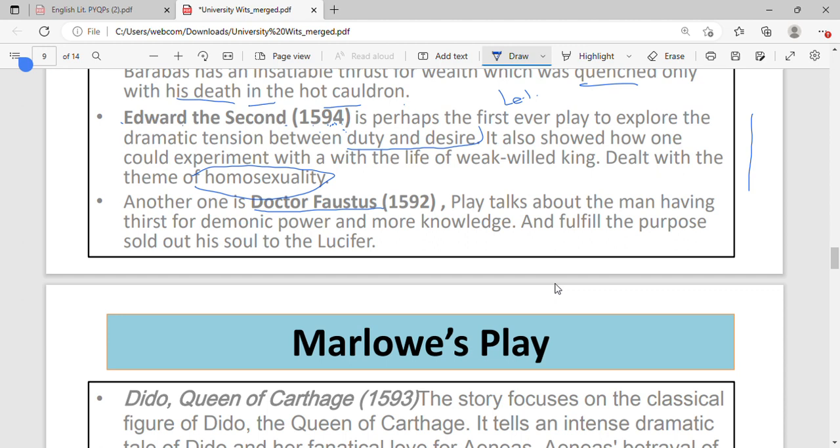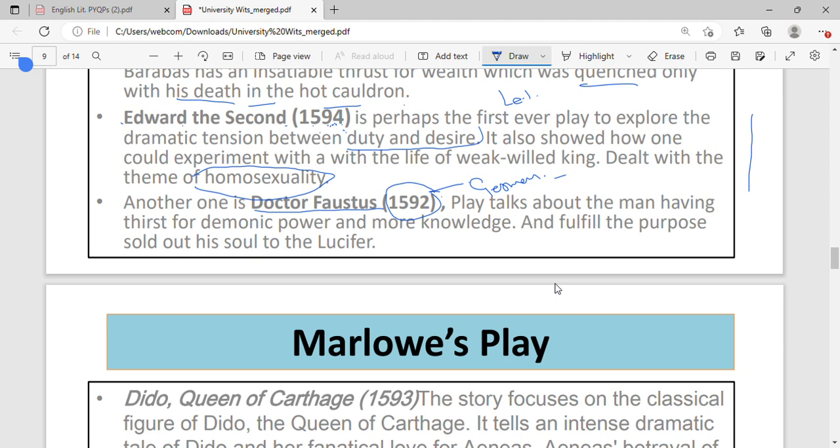Now another one is your Dr. Faustus, which was published in 1592. The play talks about a man having a thirst for demonic power and more knowledge, and to fulfill the purpose, he sold his soul to Lucifer. So Dr. Faustus is a play which is influenced by a German writer, right?